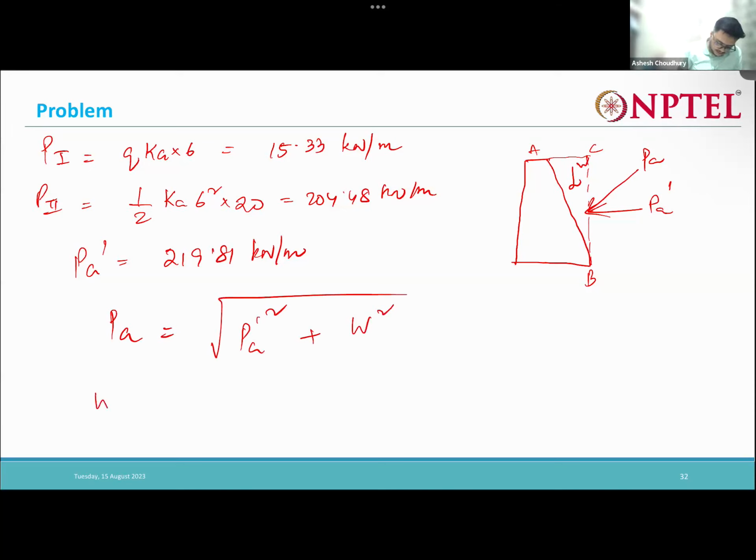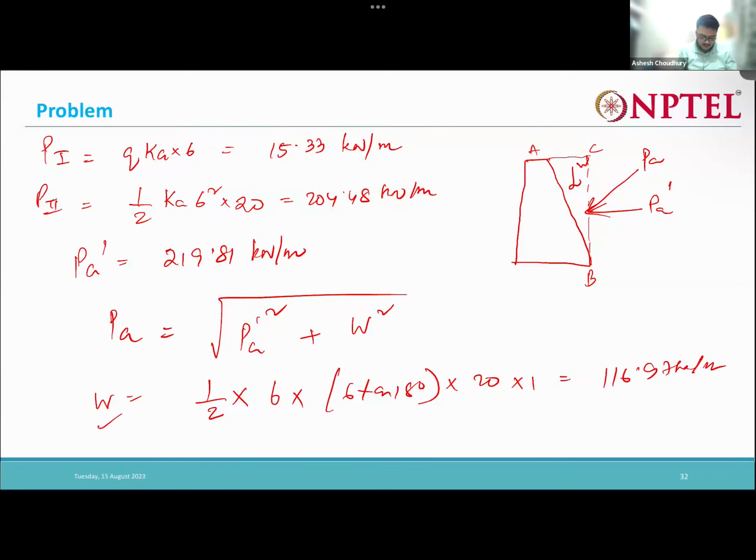So what is the weight? Weight of this wedge is half into 6 meters into this AC distance. AC is nothing but 6 tan 18 degrees into 20, 1 meter in this direction, so it will be 116.97. We have W, we have PA dash, so PA you can get. What will be PA? PA will be 249 kilonewton per meter.